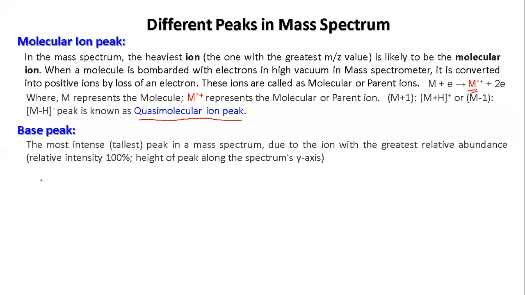It doesn't mean that the base peak will always be the molecular ion peak. There are some cases where we find the molecular ion as the base peak, but generally we don't, because in most cases the molecular ion gets fragmented and generates the most stable ion, and the most stable ions are generally expected to be the base peak. That we see in general cases.